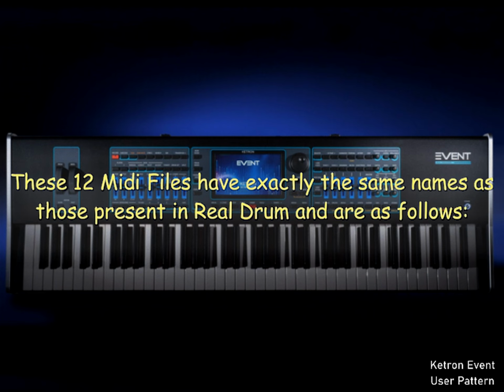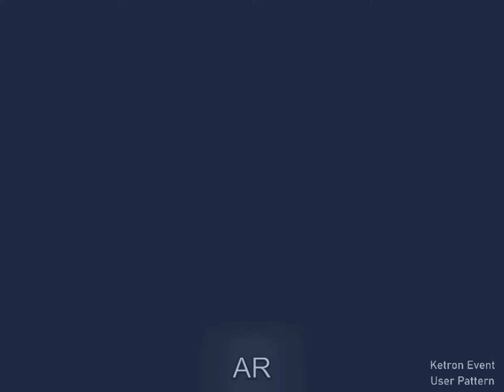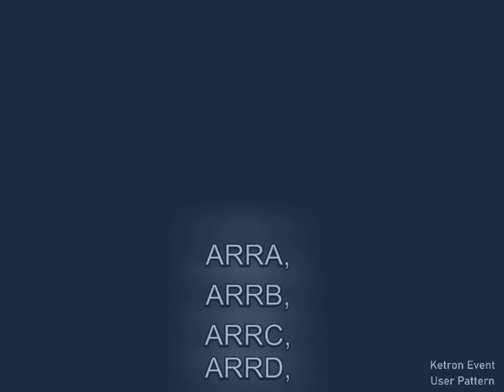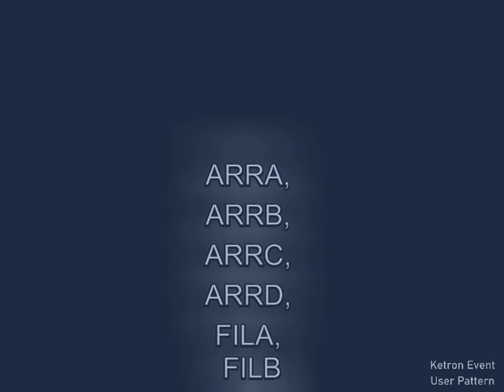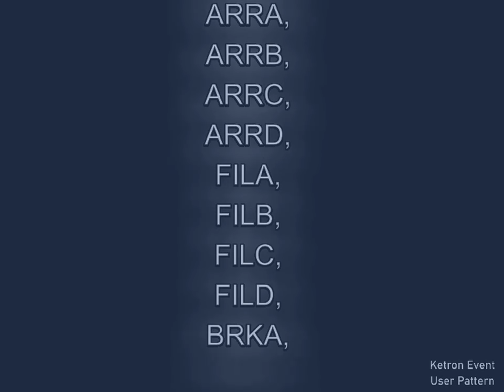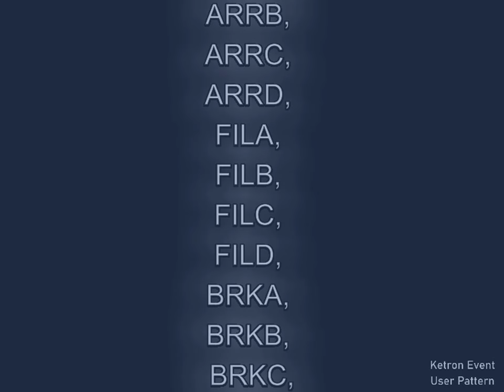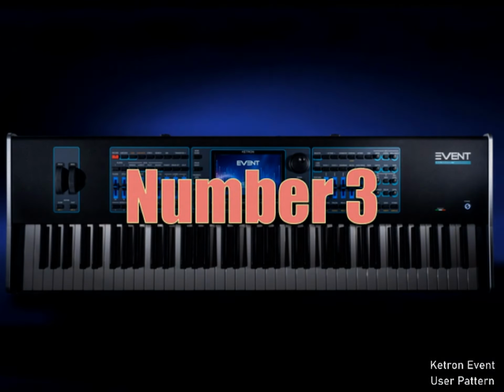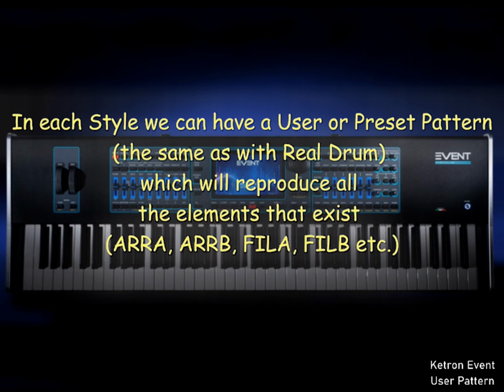These 12 MIDI files have exactly the same names as those present in real drums and are as follows: ARRA, ARRB, ARRC, ARRD, FILA, FILB, FILC, FILD, BRKA, BRKB, BRKC, BRKD. In each style, we can have a user or preset pattern, the same as with real drum, which will reproduce all the elements that already exist.